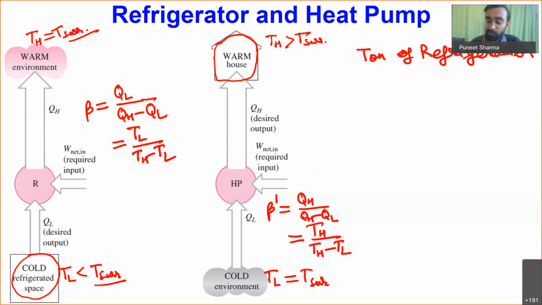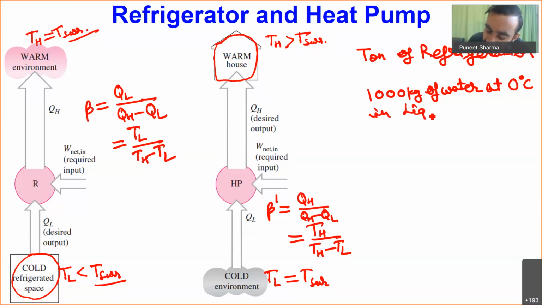So now let me explain the definition of ton of refrigeration. The ton of refrigeration basically refers to the amount of heat. For example, if I consider first 1000 kg of water at 0 degrees Celsius in liquid state. So I have considered that I have 1000 kg of water at 0 degrees Celsius and this is in liquid state.